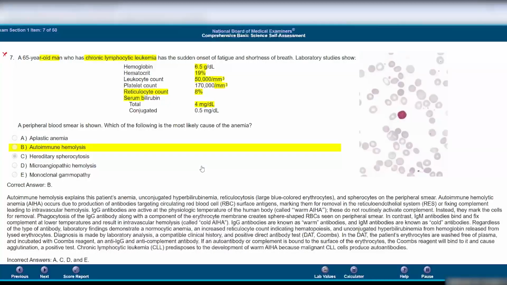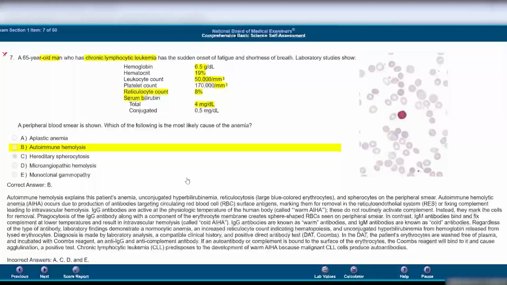This is a tougher question for sure. The way I remember it, for some reason, is cold and warm agglutinins, but I can't remember if CLL causes cold or warm. Let me see. Just remind yourself to look that up; I can't remember off the top of my head. I think it's IgG, if I'm not mistaken, which is warm.